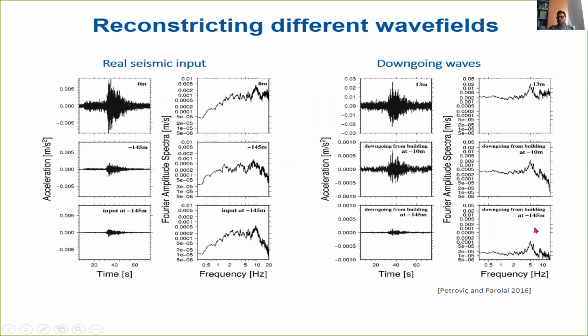What you clearly see is that the frequency that you obtain for the downgoing waves in the building is the same frequency peak that you record on the top of the building. So it's exactly what I was telling you before. The building is sending energy into the ground in the form of waves that have a frequency very strongly peaked close to the frequency of oscillation of the structure.